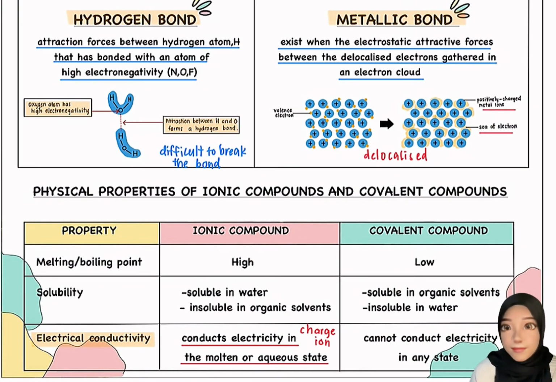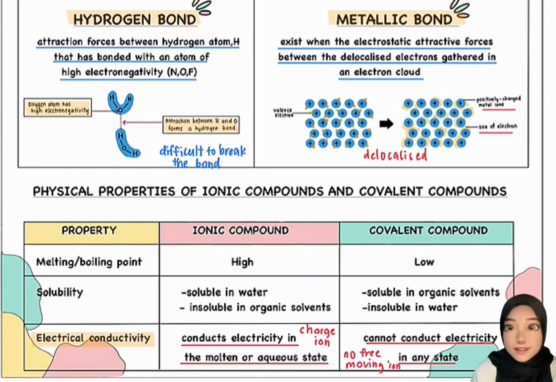For covalent compounds, they do not conduct electricity in any state because they consist of molecules, and this means that they do not have freely moving charged ions. But some covalent compounds such as ammonia and hydrogen chloride can conduct electricity in aqueous solution. This is because they can dissociate into ions when dissolved in water.